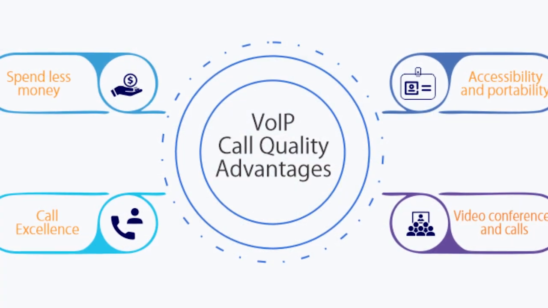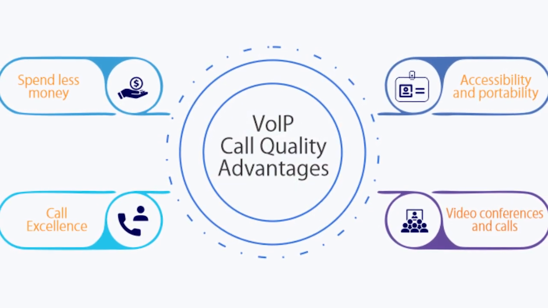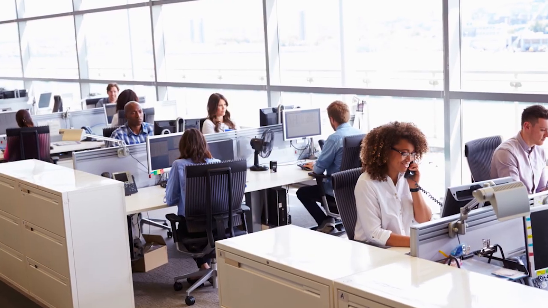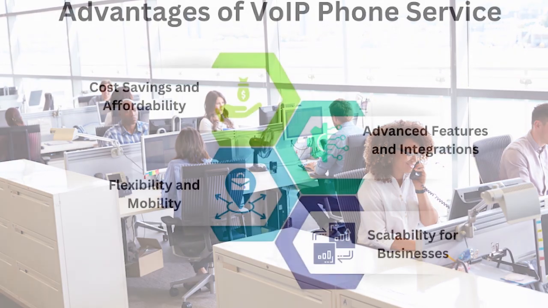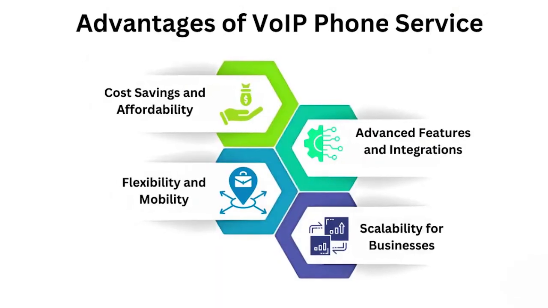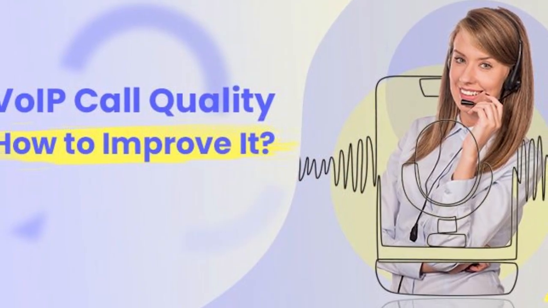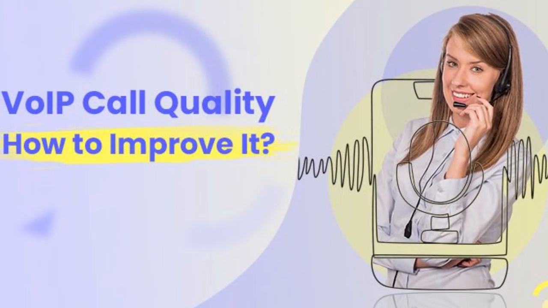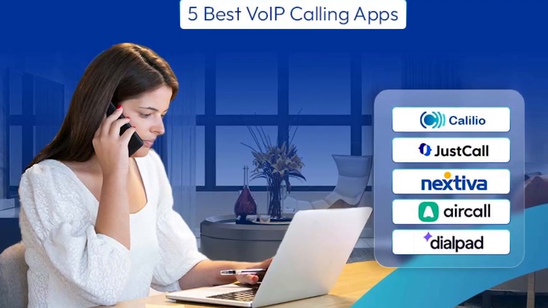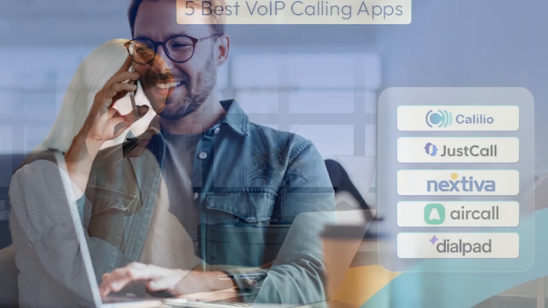To wrap things up, VoIP call quality depends on a mix of network factors, hardware, software, and user practices. Bandwidth, latency, jitter, packet loss, and QoS are the technical backbone, while hardware quality, codecs, provider reliability, and user discipline complete the picture. By understanding these factors and making the right adjustments, businesses and individuals can unlock the full potential of VoIP and enjoy clear, professional, and reliable communication.